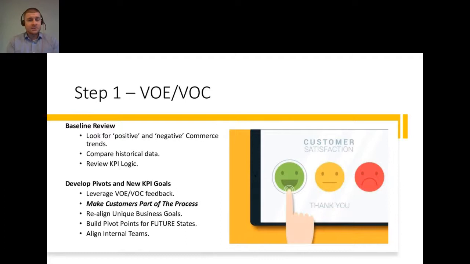So compare some of your historical data as well. Look at what people are saying now versus what they were saying maybe a year ago, right? And how is that changing? How have you changed the platform over a year, whatever the time frame is? And how is that voice of the customer, voice of the employee changing things as well? So as you go through this, develop the baselines, but then look for pivots as well. Leverage that VOE and VOC feedback, and align them to what you might see as some of the new features or business goals for these product pages.